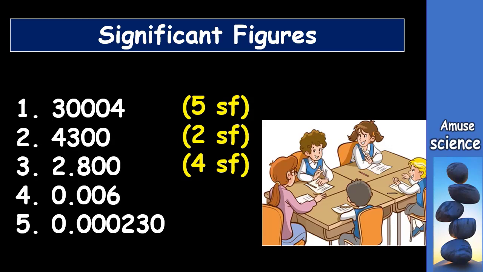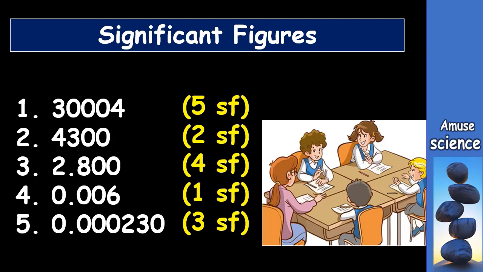Number 4, we would have only 1 significant figure because the zeros are all leading zeros, and like we have said already, leading zeros are non-significant, so only the 6 become significant. The fifth one, we are going to have 3 significant figures because the 4 leading zeros are non-significant. We have 2, 3, and a 0 are significant, and though the last 0 is trailing, because it is found in the decimal numeral, it is considered to be significant.